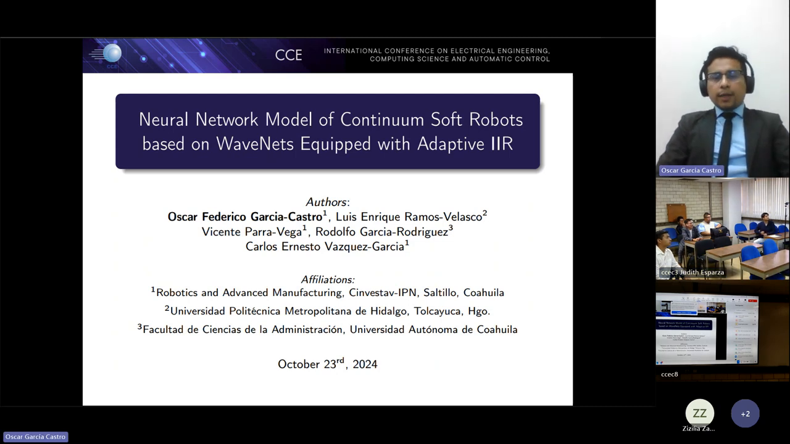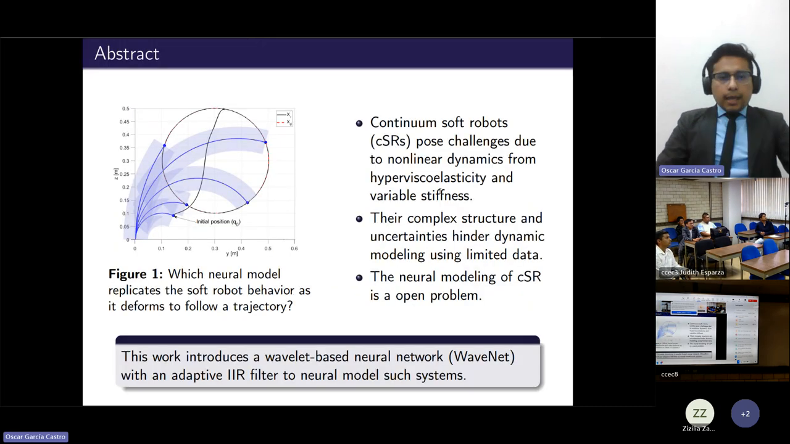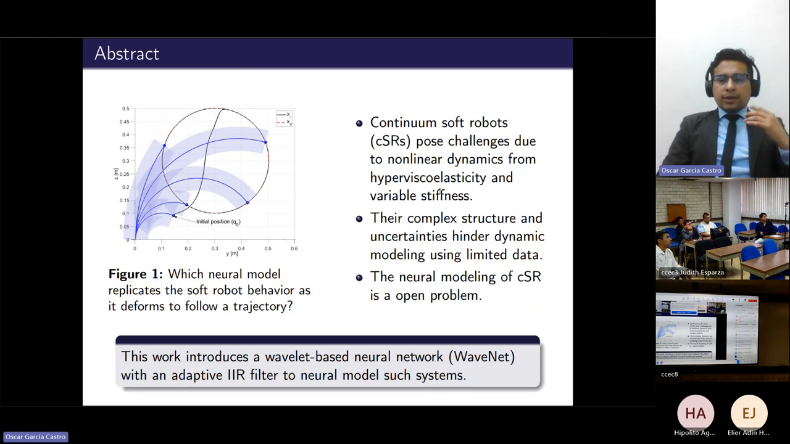Good afternoon. My name is Oscar Federico Garcia Castro from the Group of Robotics and Advanced Manufacturing in Saltillo. Today, I will present the paper titled Neural Network Model of Continuum Soft Robots Based on Wavenet Equipped with Adaptive IIR. Which neural model replicates the behavior of a soft robot when it deforms to follow a trajectory or reach a desired position? The continuum soft robot is challenging due to nonlinear dynamics, hyperelastic properties and variable stiffness. This paper introduces a wavelet-based neural network, or wavenet, with adaptive infinite impulse response filters to model the system behavior.